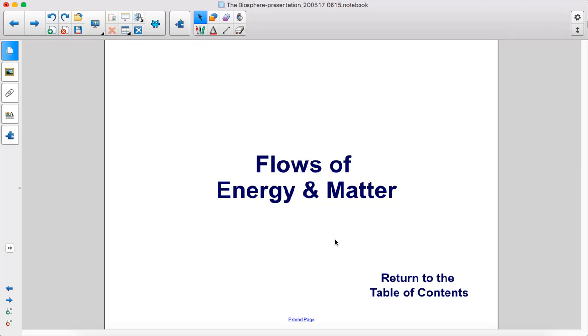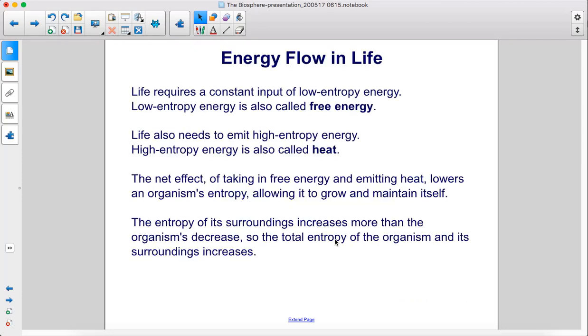Flows of energy and matter. Life requires a constant input of low entropy energy. Low entropy energy is also called free energy. Life also needs to emit high entropy energy. High entropy energy is also called heat.